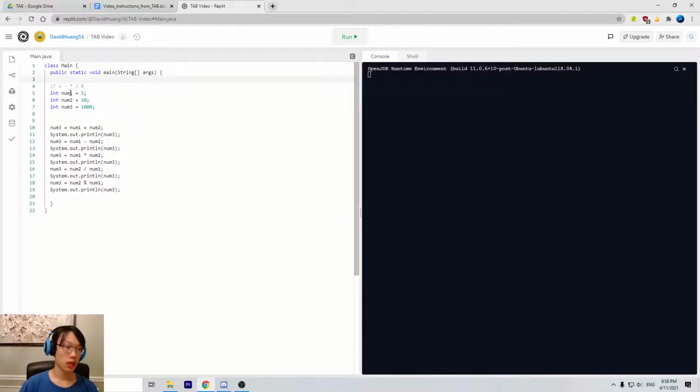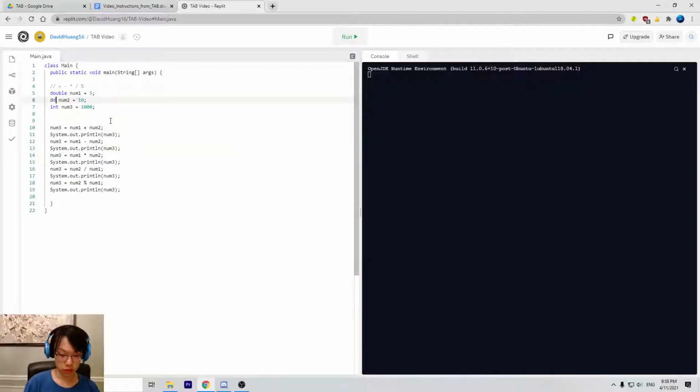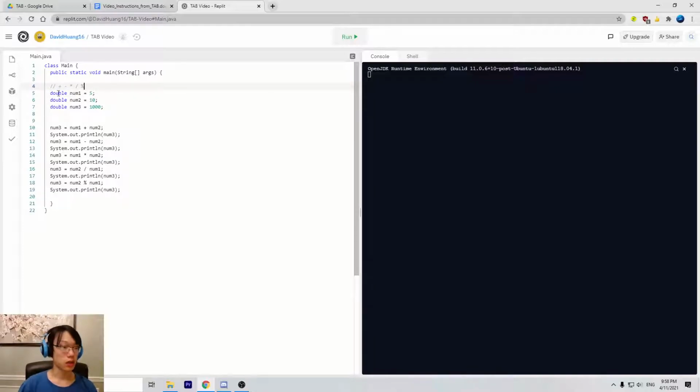So first, let's have some integers ready. Or actually, let's change these to be doubles so we can do things with decimals. So we have a double num1 of 5, double num2 of 10, and then double num3 of 1000. And this is just here so that when we display num3, you guys will know that it's actually displaying something and isn't just something pre-generated.